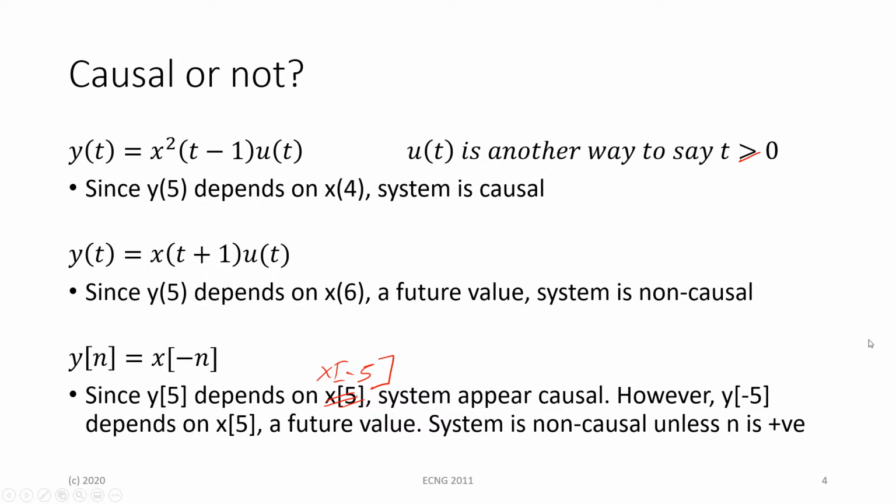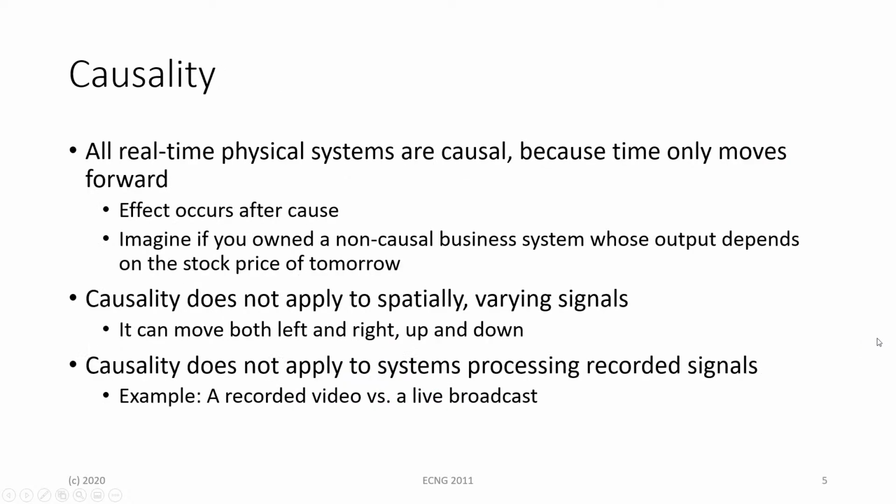Alright, so let's go on to the next property. Oh, sorry, I had an explanation here. Causal signals are basically real-time physical signals. They only exist in the real world. And if you could start predicting the future, especially for the stock market, you would be making a lot of money, because you'd know whether the price is going to rise or fall beforehand, and whether to buy or sell your stocks accordingly.